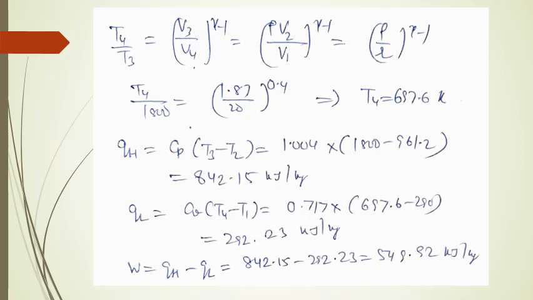Now T4 upon T3, which is equal to V3 upon V4 raised to power gamma minus 1, is eventually rho upon R raised to power gamma minus 1. This expression gives us the value of T4, and that comes out to be 697.6 Kelvin. Now the heat added, which is equal to Cp into T3 minus T2, comes out to be 842.15 kilojoule per kg. And the heat rejected, which is equal to Cv into T4 minus T1, comes out to be 292.23 kilojoule per kg. Now the net work, which is equal to QH minus QL, comes out to be 549.92 kilojoule per kg.